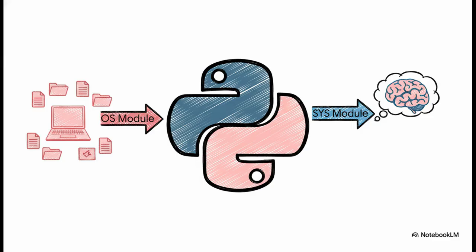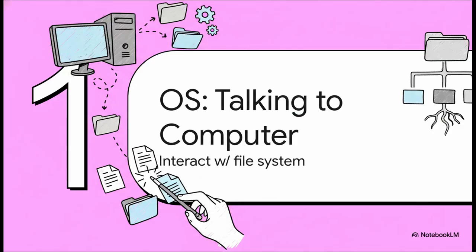The SYS module, on the other hand, gives it a brain and a voice. It lets the script understand itself and listen to the instructions you give it. Okay, let's start with the OS module. This is where your code really gets its hands dirty. It's how your script reaches out of that digital box and starts messing with the actual file system on your machine. This is the secret sauce for any kind of serious automation.